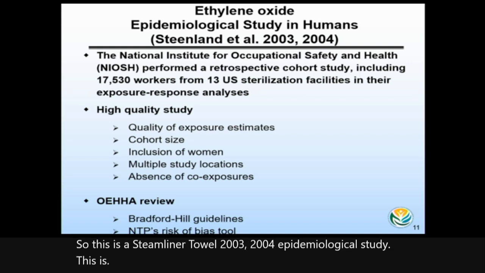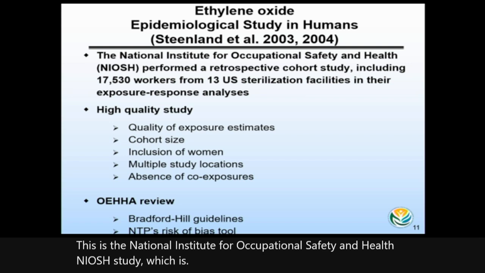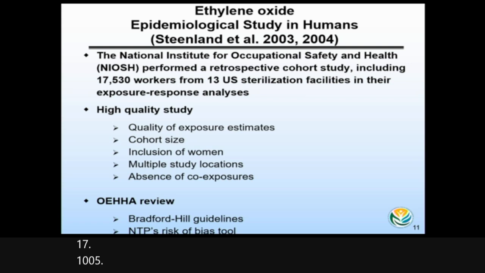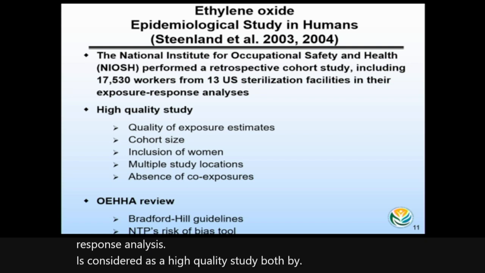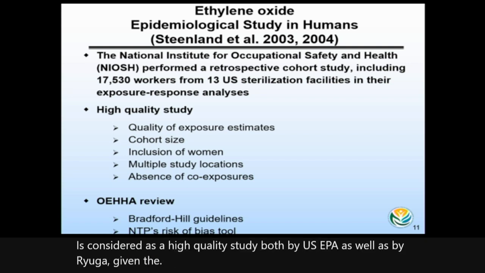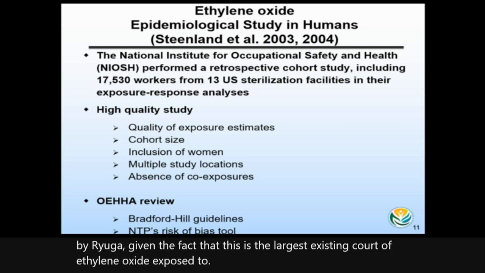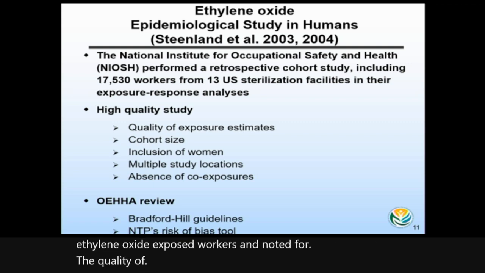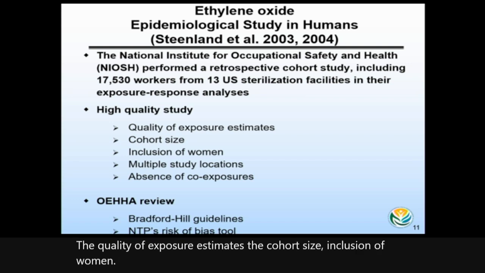This is the National Institute for Occupational Safety and Health, NIOSH, study, which is a retrospective cohort study including 17,530 workers from 13 US sterilization facilities in the exposure-response analysis. It's considered a high quality study both by US EPA as well as by OEHHA, given that this is the largest existing cohort of ethylene oxide exposed workers, and noted for the quality of exposure estimates, the cohort size, inclusion of women, multiple study locations, and absence of co-exposures.